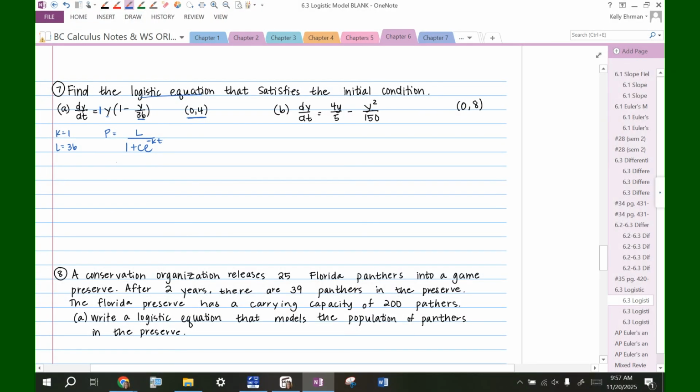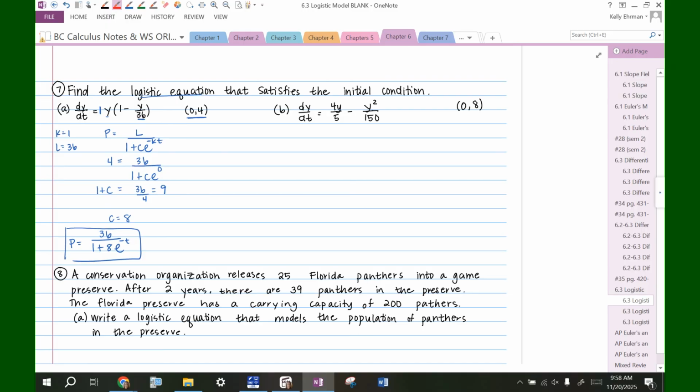All right. So let's see. P is 4 when we have 36 for L over 1 plus C times e to the 0. If I multiply 1 plus C over to this side, and then divide 4 over to this side, I get 1 plus C equals 9. So C equals 8. All right, so find the logistic equation. P equals 36 over 1 plus 8 times e to the negative, K is 1, so you can write 1 if you want, or I'm just going to write negative t. Negative 1 times t, negative t.